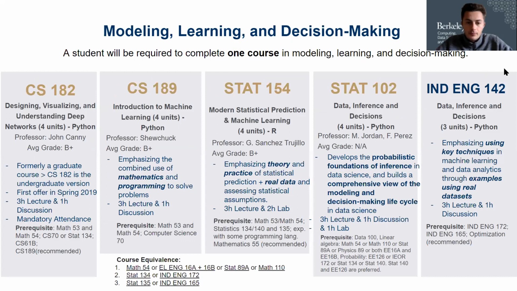Also, you have to take 1 course in modeling, learning, and decision making. So you can choose between one of these 5 classes: CS 182, CS 189, Stat 154, Stat 102, and Industrial Engineering 142. They all involve some programming aspect in either Python or R. And the prereqs and average grades are also listed here. So if you have any questions about these classes, you can contact us.